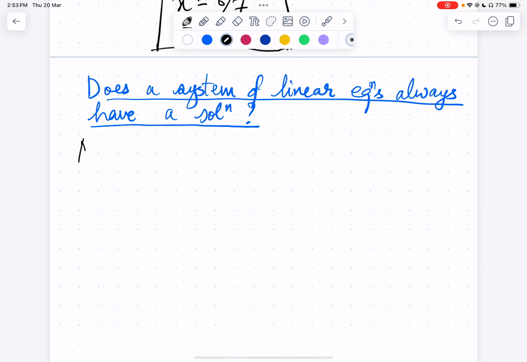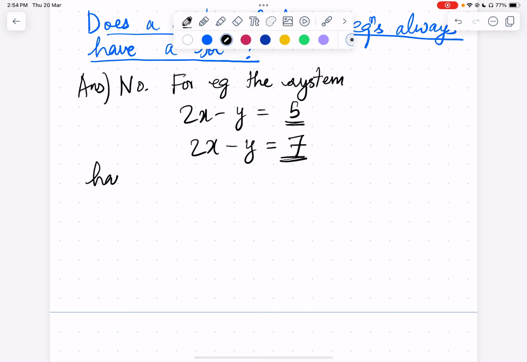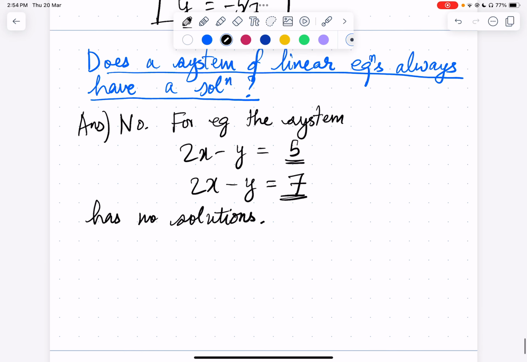So the answer is no. For example, the system 2x minus y equals 5, some linear combination of x, y equals 5, and the same linear combination equals 7. This system has no solutions. You cannot find x, y such that 2x minus y is both 5 and 7 at the same time. Hence, the system has no solutions. So a system of linear equations need not always have a solution.